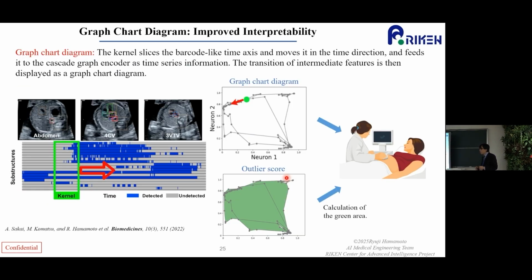And we also developed the graph chart diagram, which improves predictability. The graph chart diagram means that the kernel threads the barcode-like time axis and moves it in the time direction and feeds it to the cascade graph encoder as time series information. The transition of the intermediate feature is then displayed as a graph chart diagram like this.